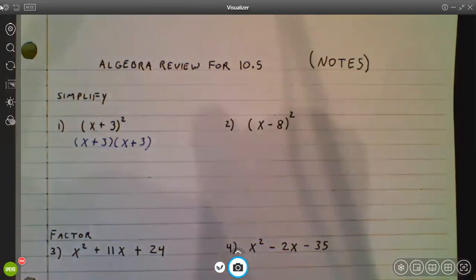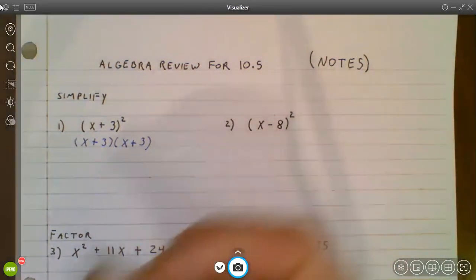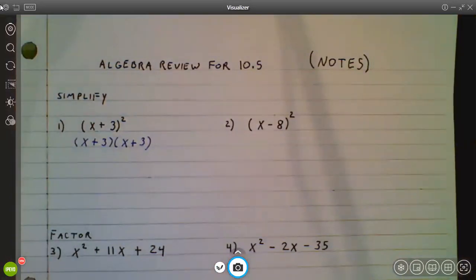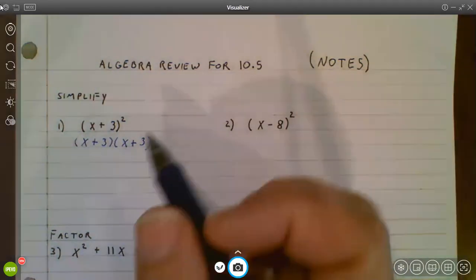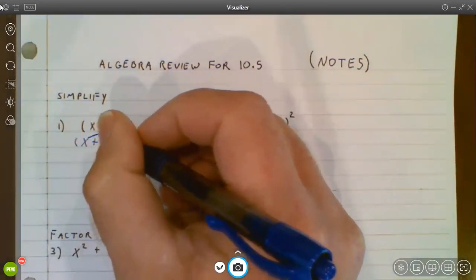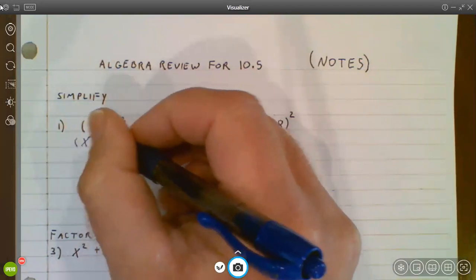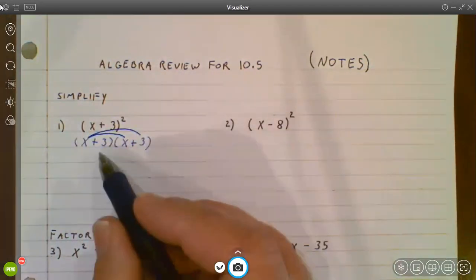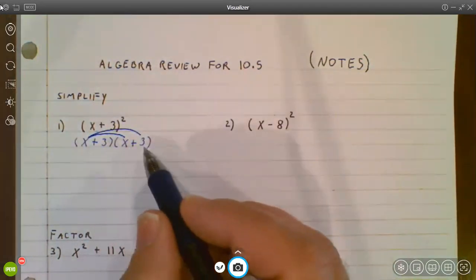So we're going to start with going through our distribution. You guys might have learned this as FOIL, right? The first, outside, then inside, then last. So you might have called this FOIL. You might call it double distribution, whatever you want to call it. I basically have to distribute the x to both of those first, and then I'm going to distribute the 3 to both of those. So let me just start with the x.